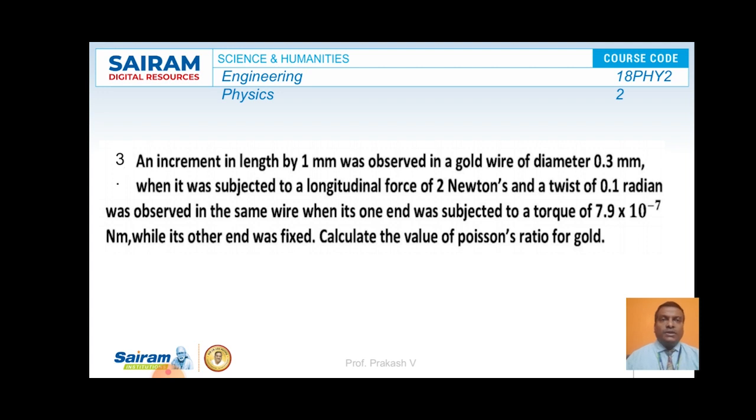The third problem is: an increment in length by 1 mm was observed in a gold wire of diameter 0.3 mm when it was subjected to a longitudinal force of 2 newtons, and a twist of 0.1 radian was observed in the same wire when its end was subjected to a torque of 7.9 into 10 to the power of minus 7 Newton meter, while its other end was fixed. Calculate the value of Poisson's ratio of gold. So here we have to calculate sigma, the Poisson's ratio.